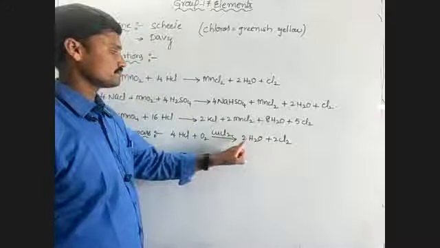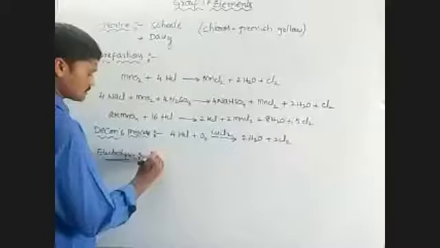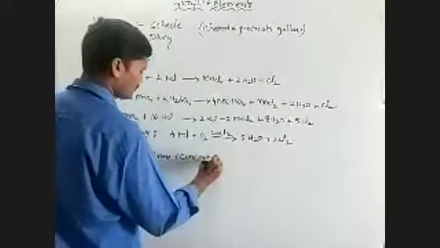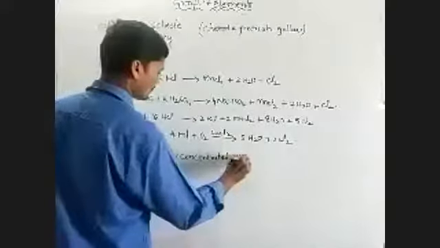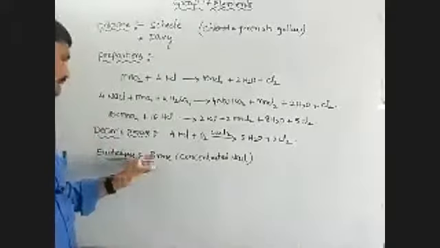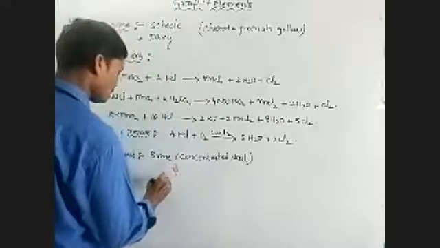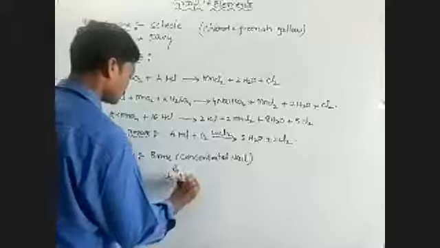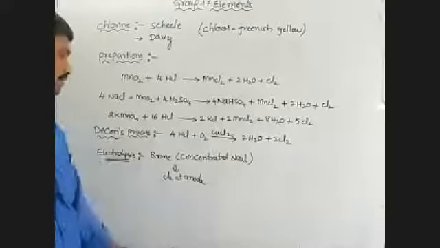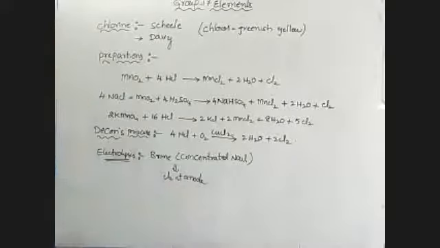The next preparation is the electrolytic process, or electrolysis. The brine solution means concentrated NaCl solution. By the electrolysis of brine solution, chlorine is obtained at the anode. At the cathode, hydrogen is formed, and at the anode, chlorine is formed. These are preparations of chlorine.